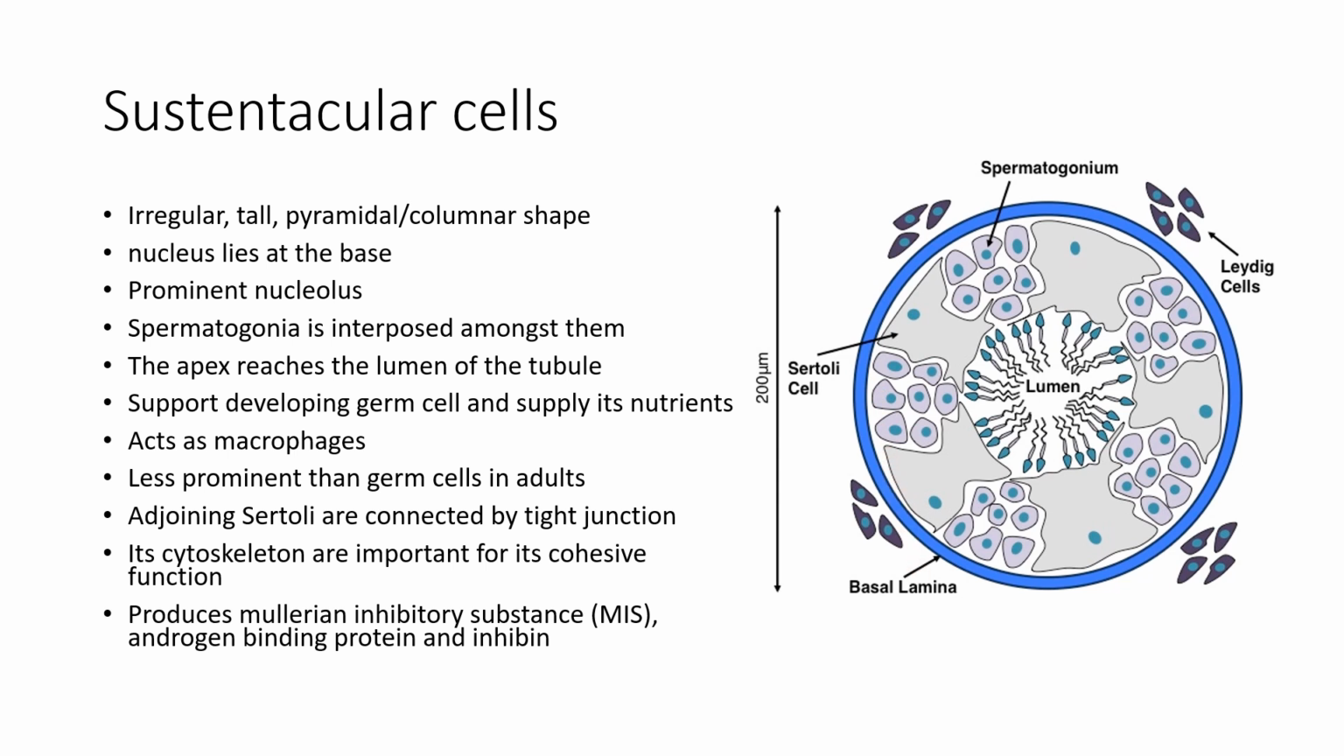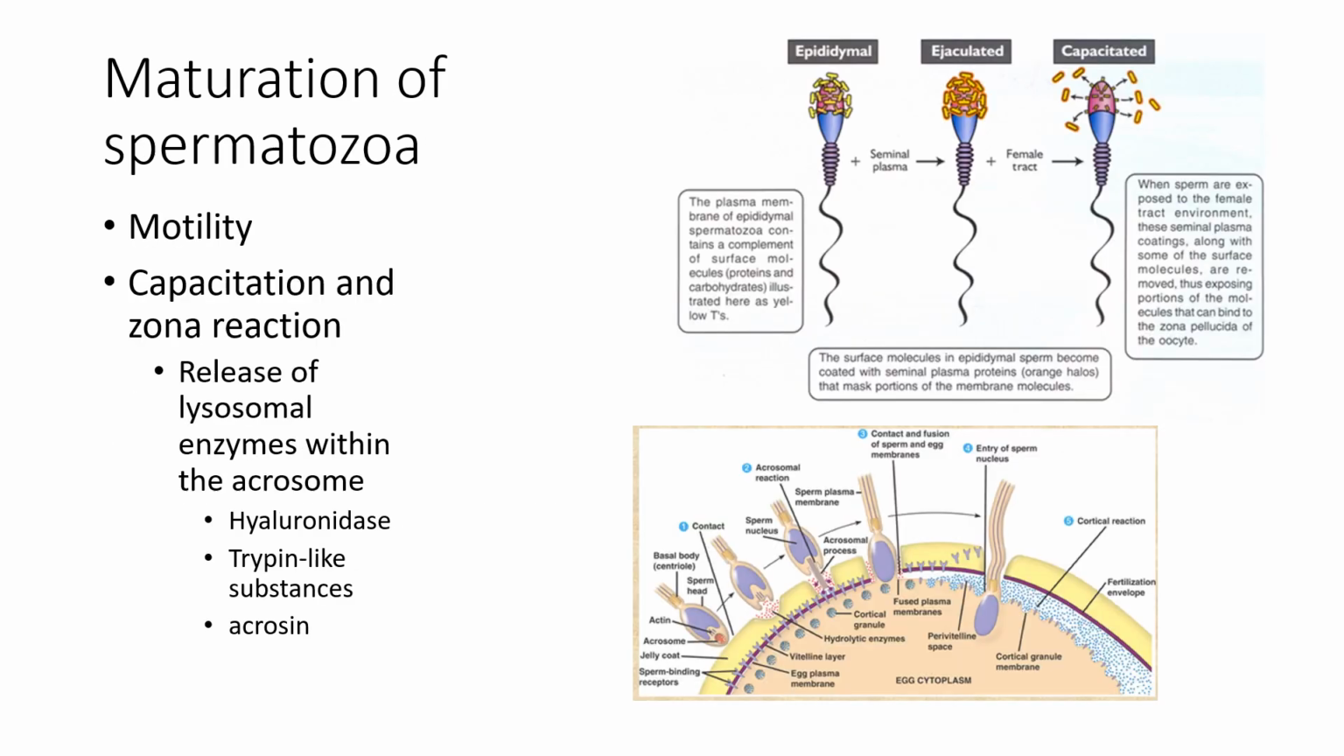And it also produces androgen binding protein, of course, to help with the production of testosterone. That's one of the roles of androgen binding proteins, to facilitate the production of testosterone. And of course inhibin as well, for the feedback mechanism of reproductive hormones. Now let's look at the maturation proper.